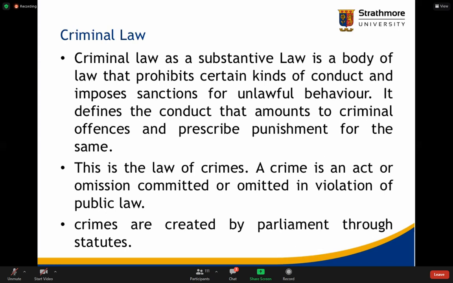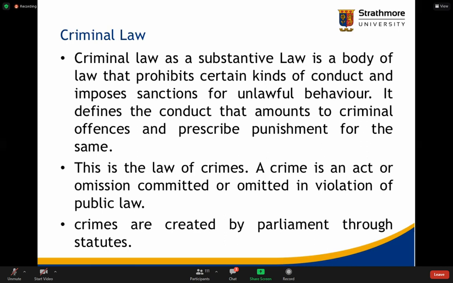It names the crime rape, and it goes ahead and defines what amounts to rape. It defines the conduct that amounts to the criminal offense of rape, and then after that, it says the punishment that one is supposed to face if they have been convicted of such a crime. Another terminology that is used for criminal law is that it is the law of crimes.